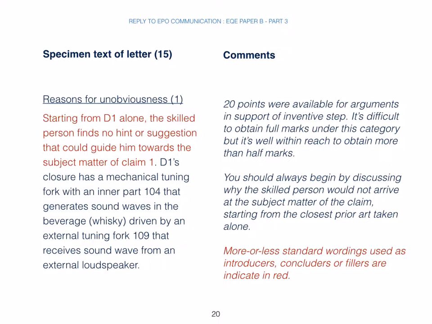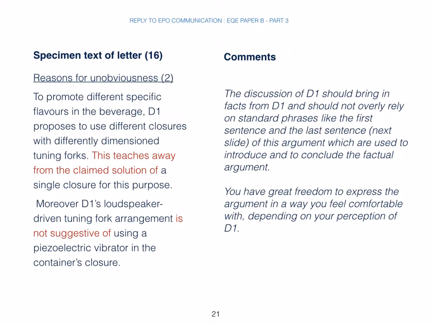D1's closure has a mechanical tuning fork with an inner part 104 that generates sound waves in the beverage, whiskey, driven by an external tuning fork 109 that receives sound waves from an external loudspeaker. Okay, then we go to the next paragraph. To promote different specific flavors in the beverage, D1 proposes to use different closures with differently dimensioned tuning forks. This teaches away from the claimed solution of a single closure for this purpose. Moreover, D1's loudspeaker-driven tuning fork arrangement is not suggestive of using a piezoelectric vibrator in the container's closure.